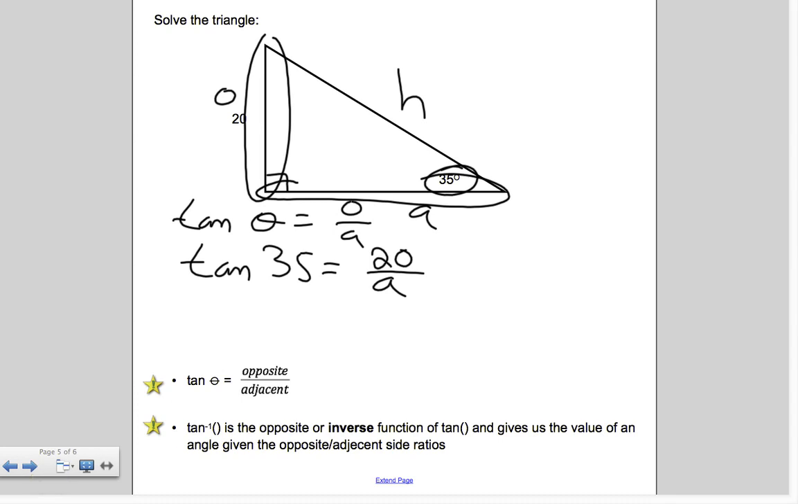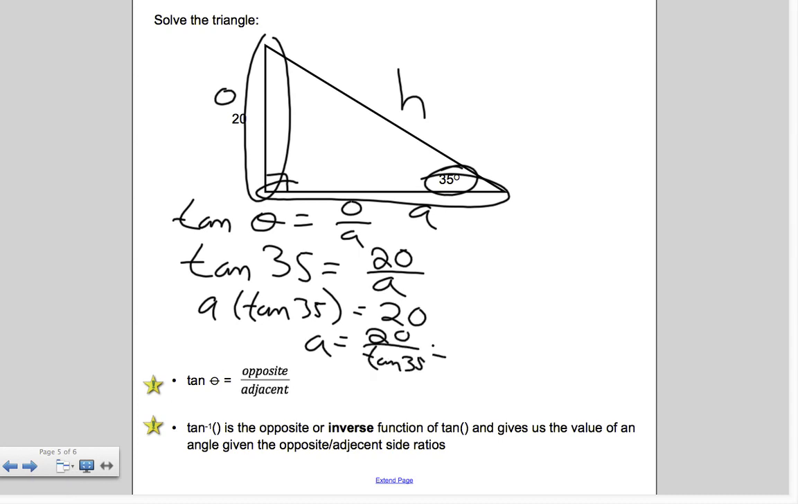So now how can I solve for A? We just want to solve for A. You put 20 over on the other side. I'm basically going to multiply both sides by A. So I got A times tan of 35 equals 20. And then you divide by tan of 35. So A is equal to 20 over tan of 35.